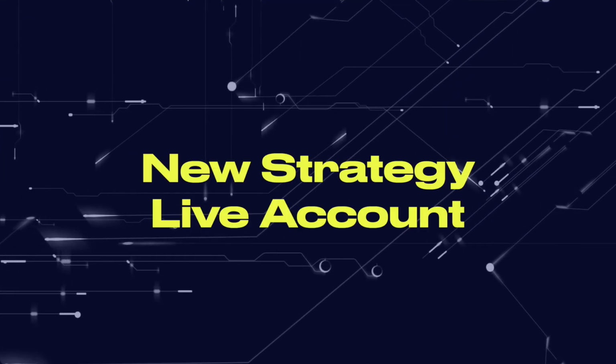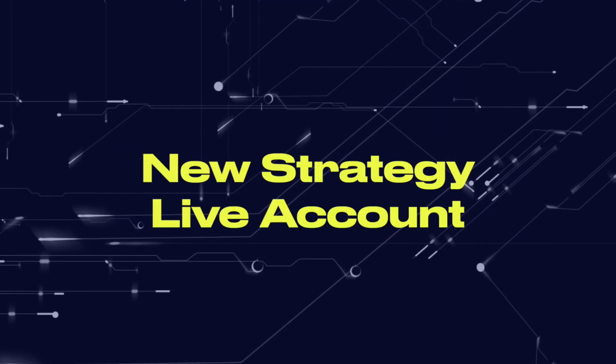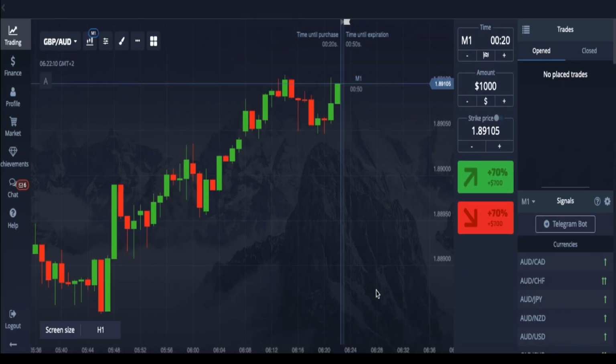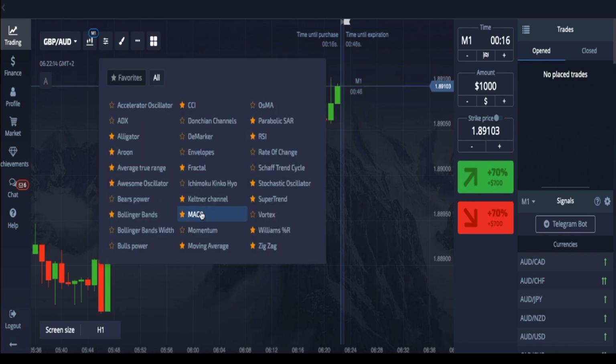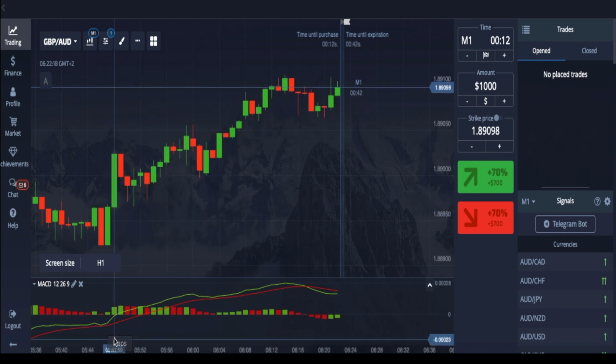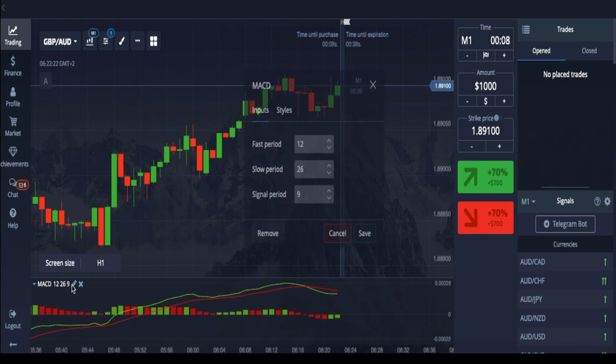Okay, for today's strategy, yes, we're going to be doing a 1-minute strategy on a 1-minute expiration time. We are going to use the indicator MACD. This is a very popular indicator that is often used with binary options. Here are the default settings. Okay, not going to change them at all.